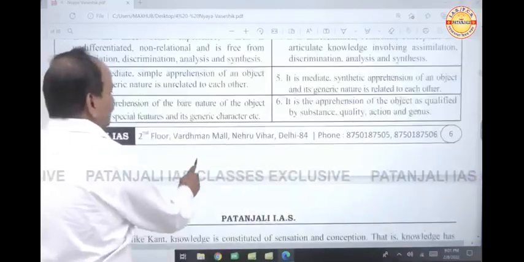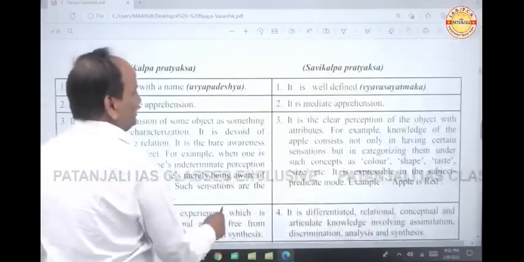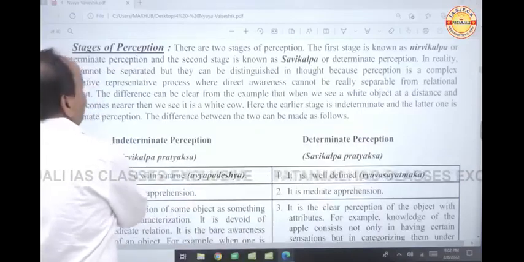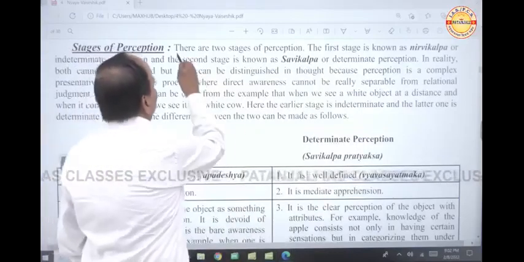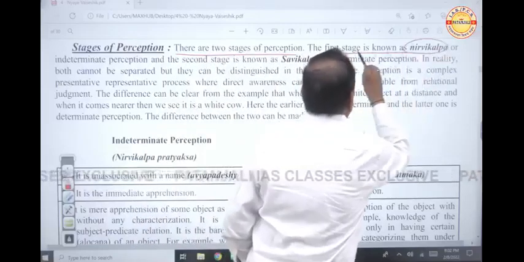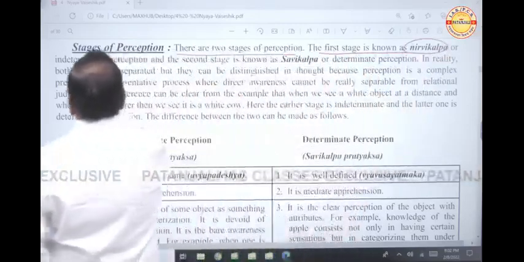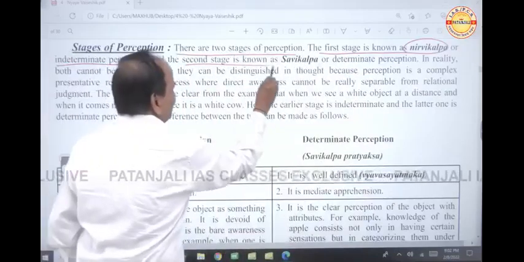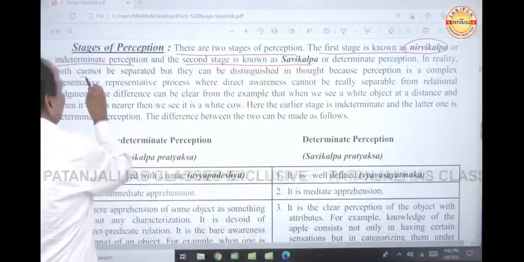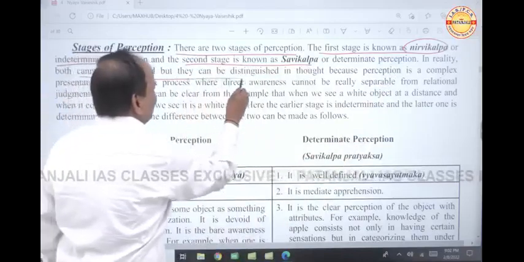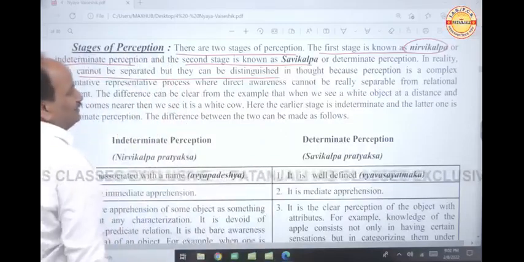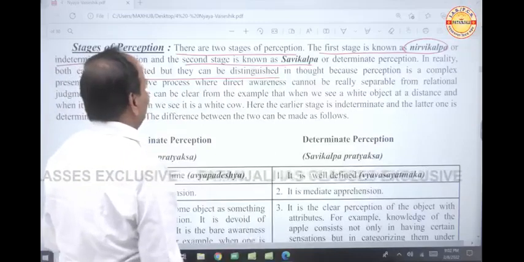You must be aware: these are not two types of perception. These are two stages of the same perception. The first stage is known as nirvikalpak, the first stage of indeterminate perception, and the second stage is known as savikalpak, or determinate perception. In reality, both cannot be separated, but they can be distinguished in thought, because perception is a complex process, and direct awareness cannot be really separable from rational thought.